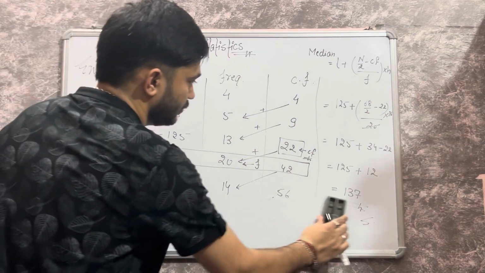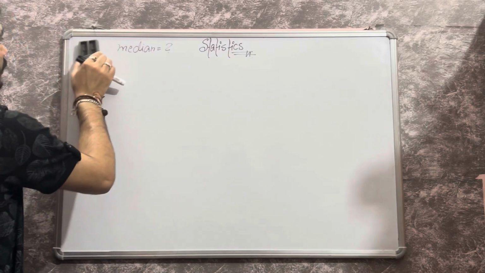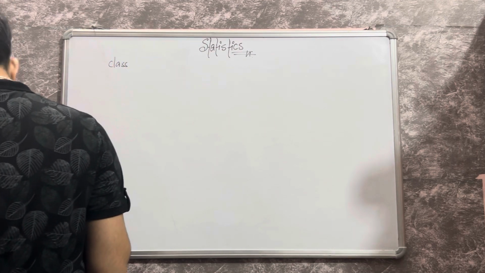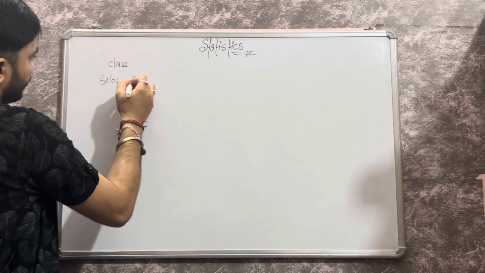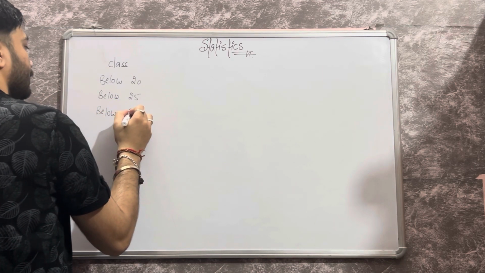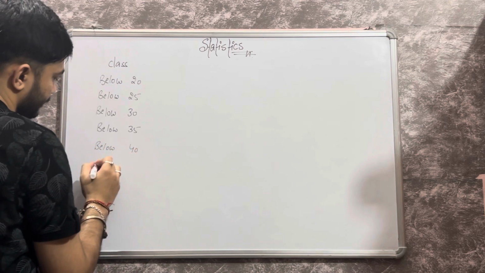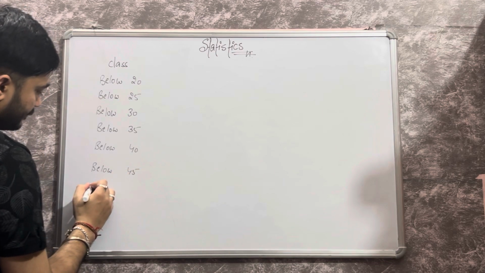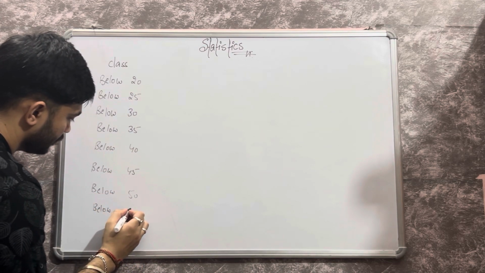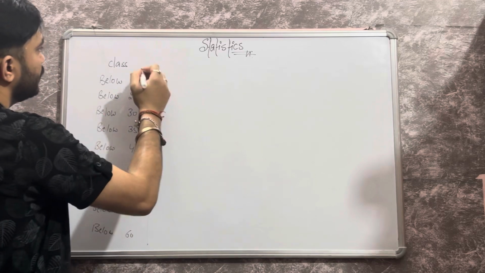Now let us solve another example based on this. But if the class interval is given to us in a special way, that is below 20, below 25, below 30, below 35, below 40, below 45, below 50, below 55, and below 60, firstly we have to convert this class interval into data form.